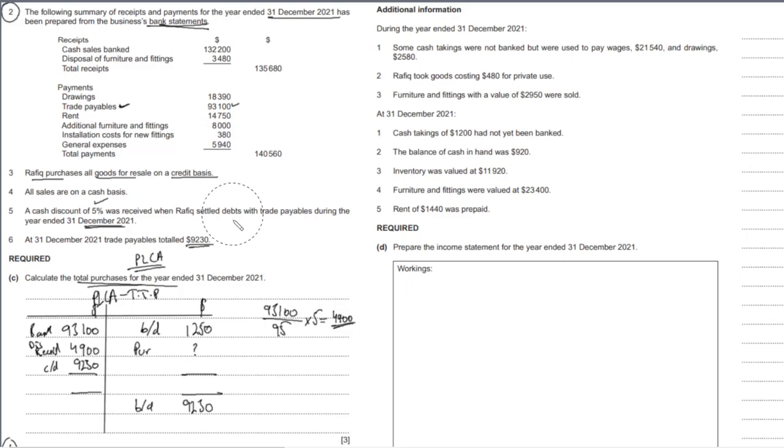Hope you all know what I'm going to do next. To find purchases, I'll just find the balancing figure. 93,100 plus 4,900 plus 9,230. It's 107,230. You don't need to put the totals. Just subtract 1,250 and you're good. 105,980. That should be our purchases. If you want, you can highlight that. Purchases, 105,980. Okay, perfect. Let me check again just to be sure if everything is fine.